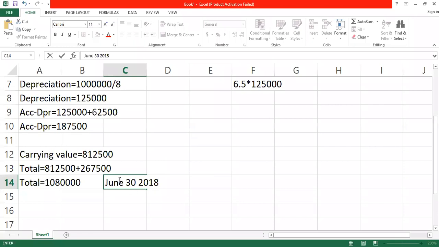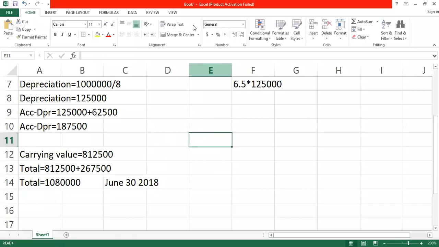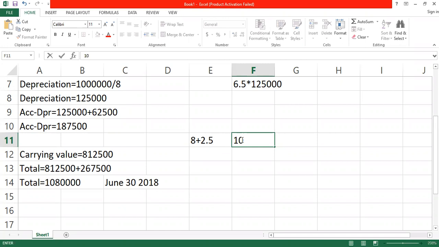But what is now the total useful life of the asset? What was the initial useful life of the asset? 8 years, isn't it? The extension has increased the useful life by how many years? 2.5. So in total, what will be the total useful life of the assets? 8 plus 2.5.